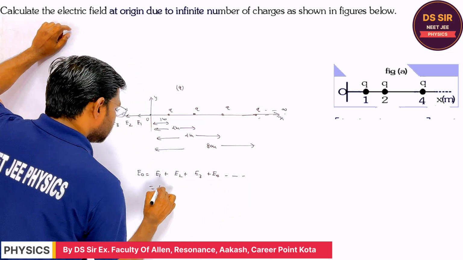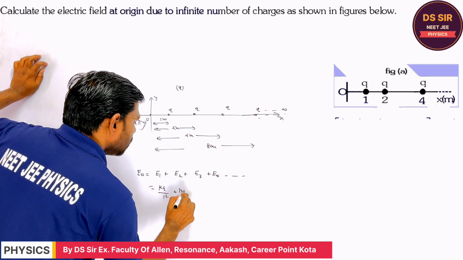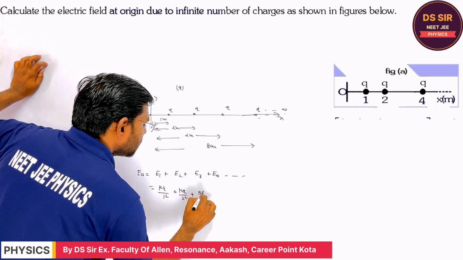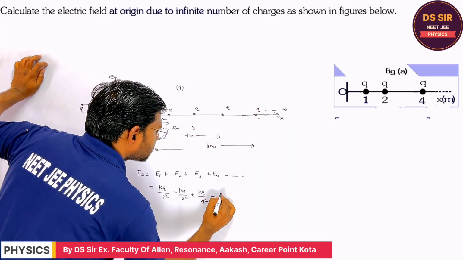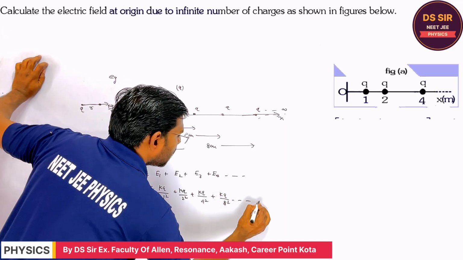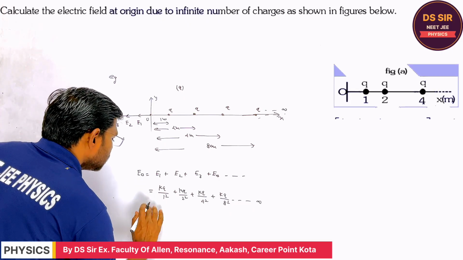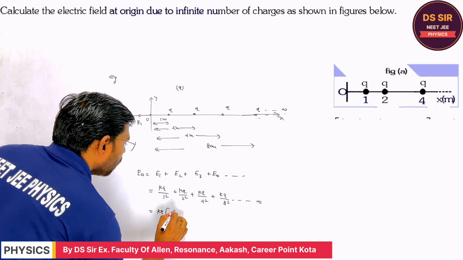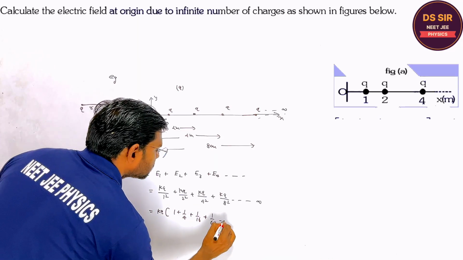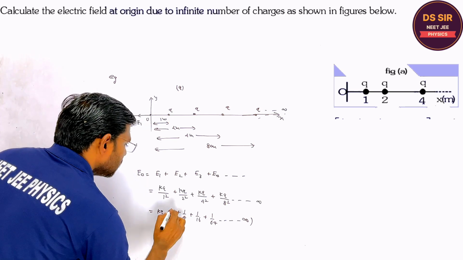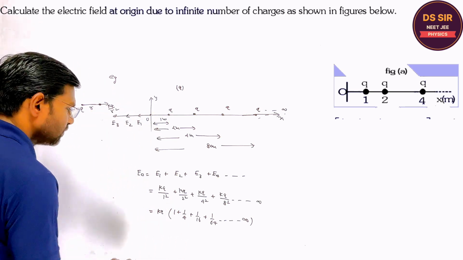This is equal to kq upon 1 square, this is the distance, plus kq upon 2 square, plus kq upon 4 square, plus kq upon 8 square, up to infinity. Is it clear or not, you tell? So this is equal to kq times (1 plus 1 by 4 plus 1 by 16 plus 1 by 64 up to infinity). This is the electric field at the origin along the negative direction.